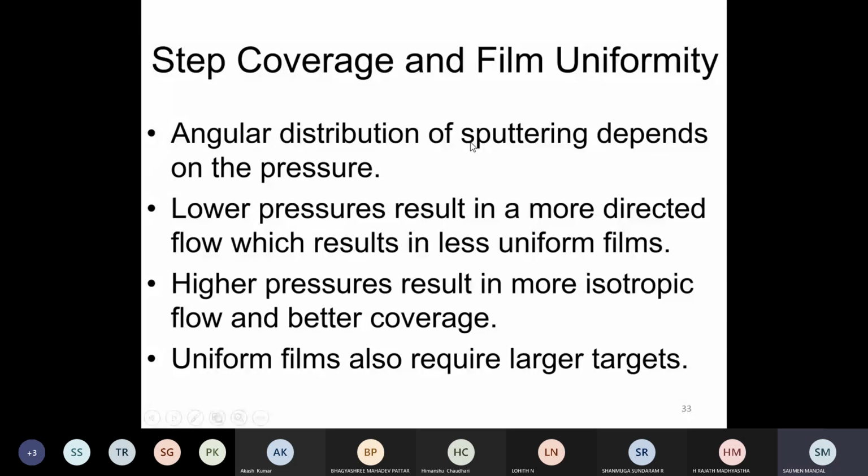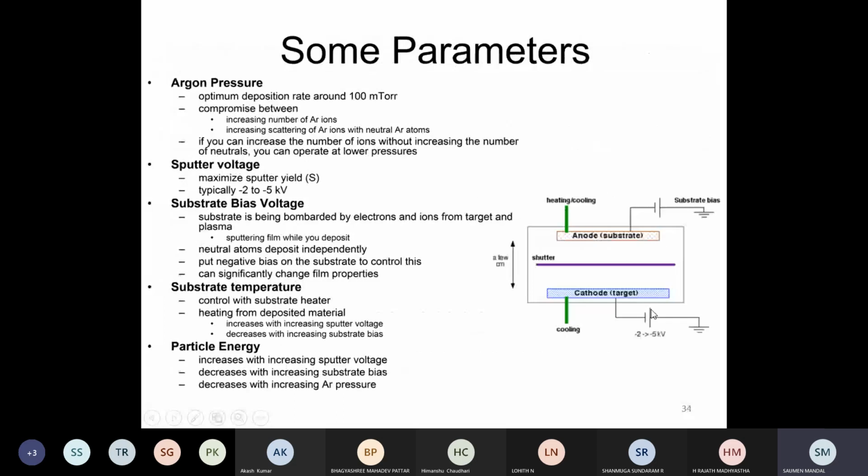And then what are the parameters? Like argon pressure, that is very important. This initial pressure will decide how much plasma will be generated. Then the sputtering voltage, meaning the voltage between the anode and the cathode. That sputtering voltage will also decide whether sputtering or ion implantation will happen. Then substrate bias voltage, that is also important. Substrate temperature also has a role in deciding the quality of the film.